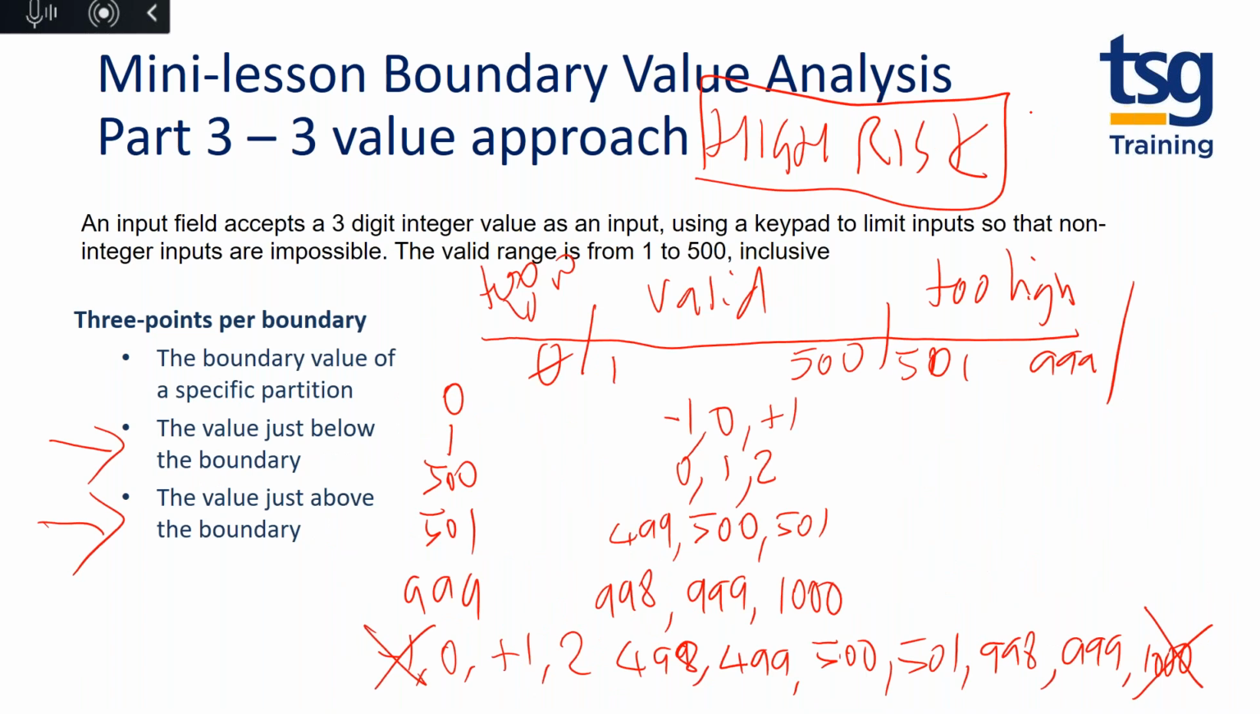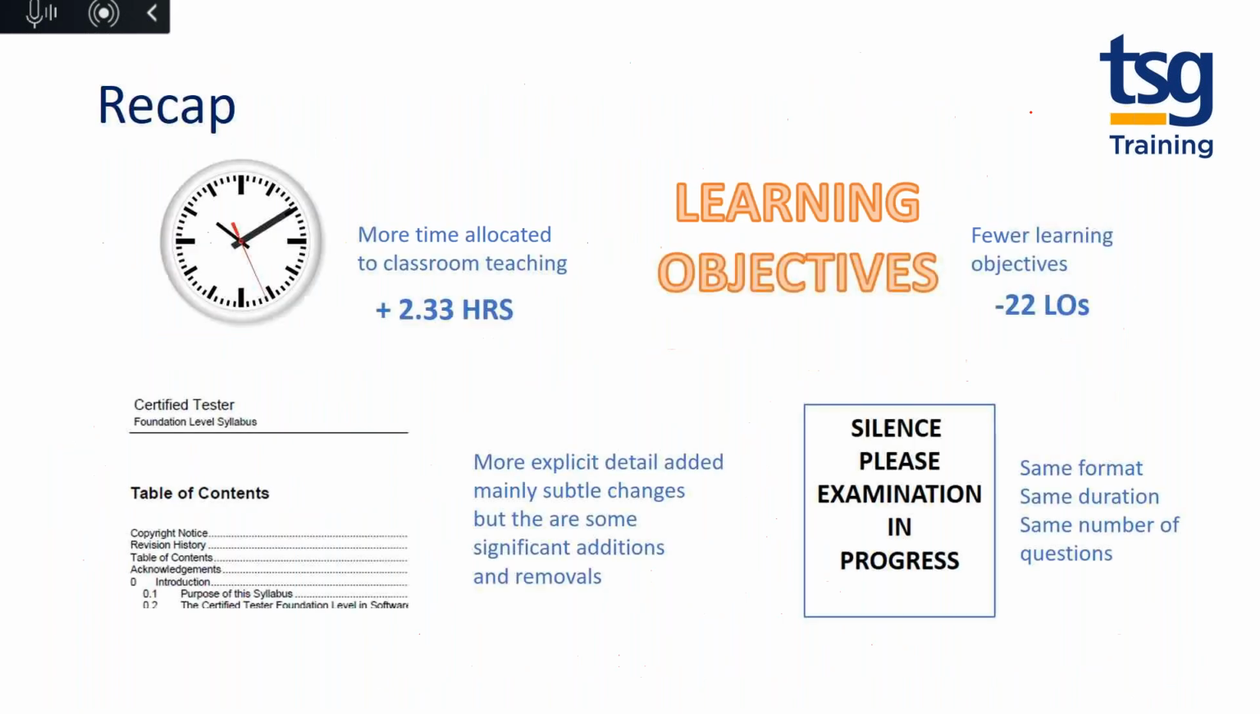So that's just a quick overview of one of the techniques. It's the Swiss Army knife of testing. We use it in all situations, and the 2018 syllabus has clarified it and brought it back, with both options becoming available to you. So just to recap, more time, fewer learning objectives, a lot of detailed changes, most of it subtle, but we've dropped a lot of the white box stuff. We've put a lot more relevant things in. The exam, same format, same number of questions, same pass rate, just based on the new syllabus.